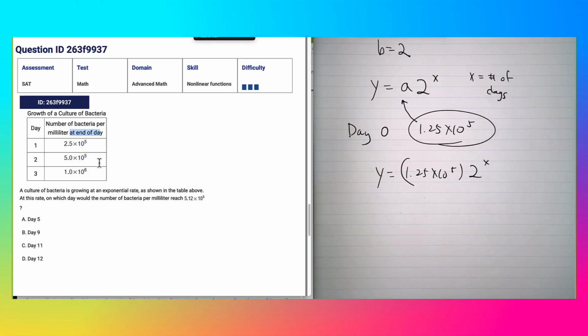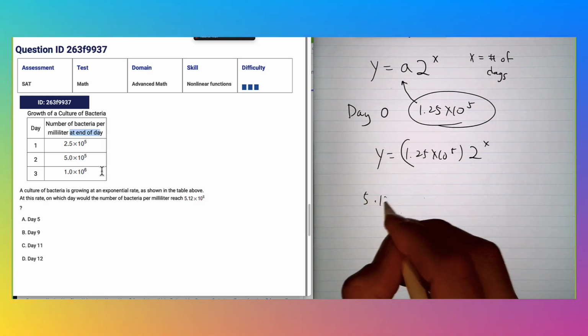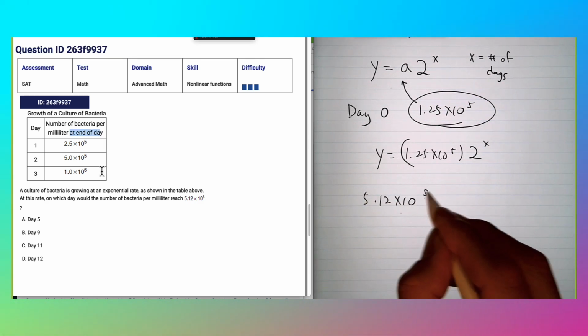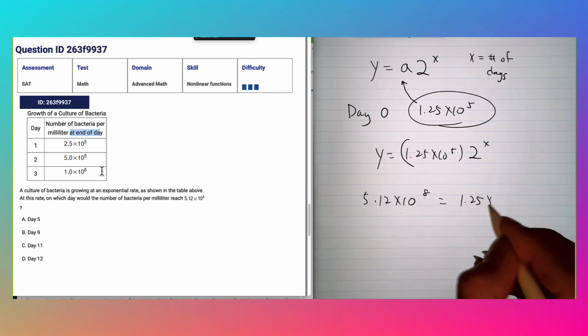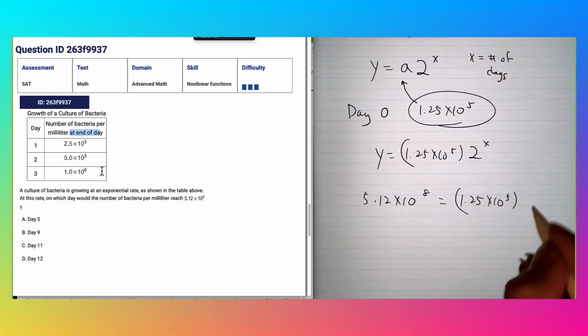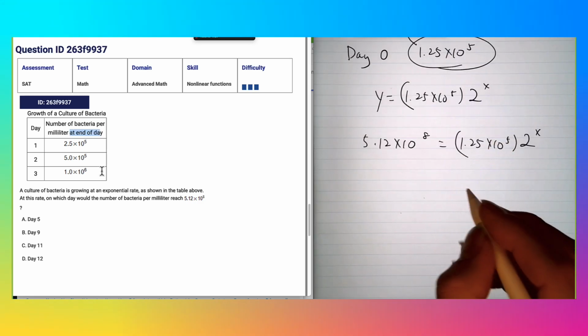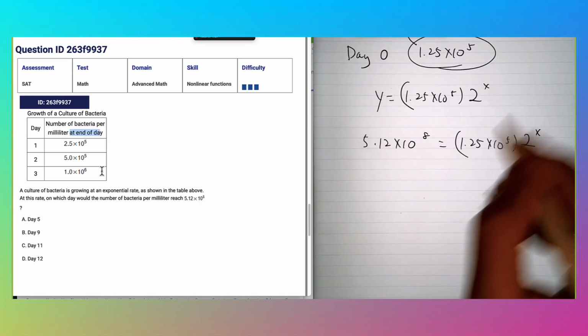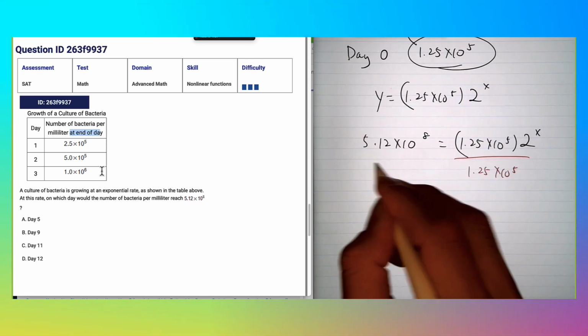Okay, so now we've got the formula. We just set y equals 5.12 times 10 to the power of 8. And we need to find what x is. There are many ways you can do this. However, the SAT really doesn't ask you for logs. So that might be overkill here. But if you want to use it, go ahead.